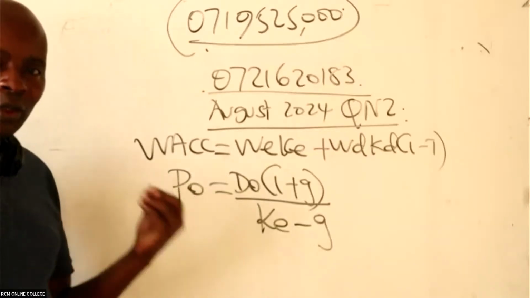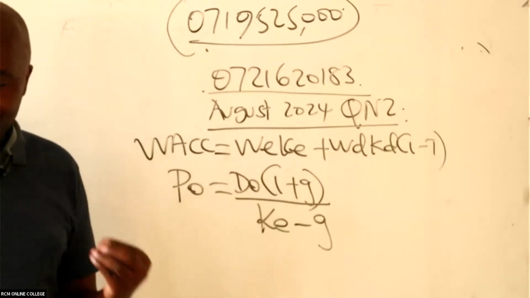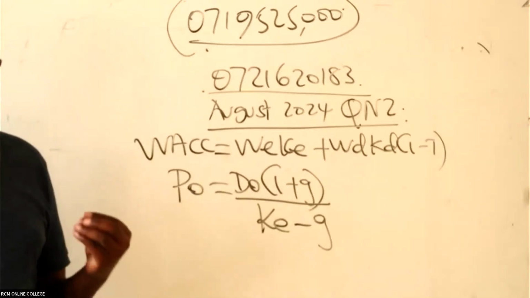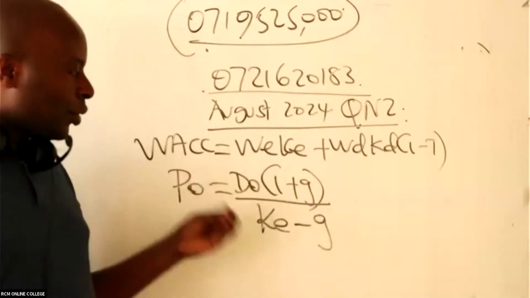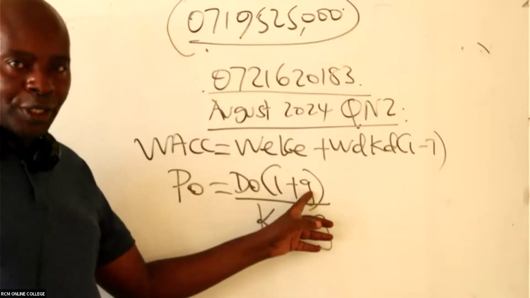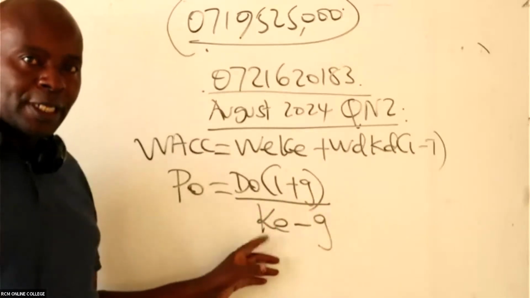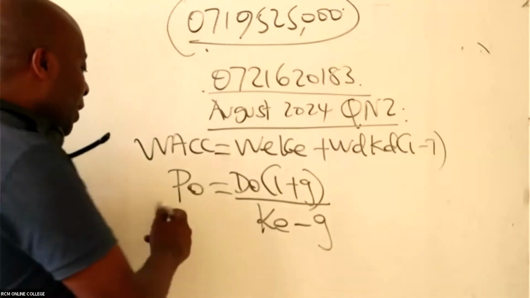PO stands for current, the O means today: current market price per share. D0 stands for the current dividends. G stands for what you grow: the growth rate. Ke stands for cost of equity. I repeat: PO stands for current MPS.